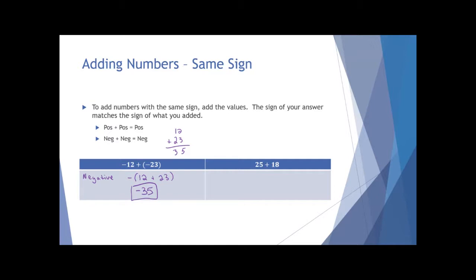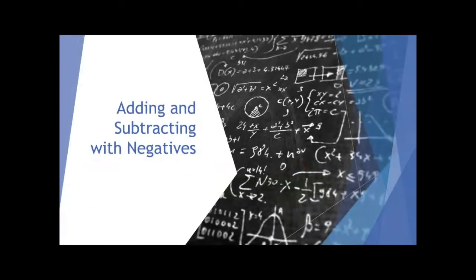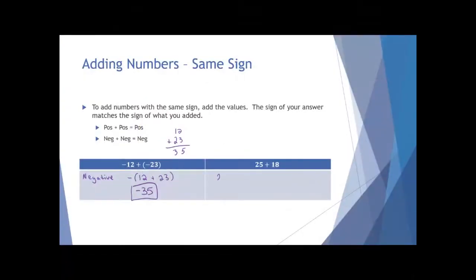And then on the right, when you have two positives, your answer is going to be positive. So I've got 25 plus 18. 8 plus 5 is 13. I carry the 1, 2, 3, 4. We're going to get 43.